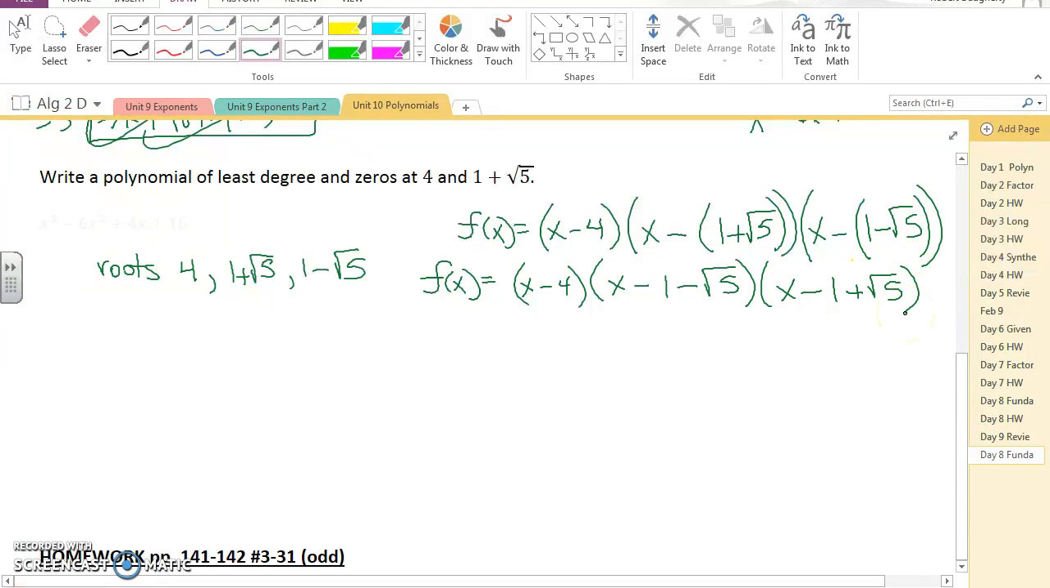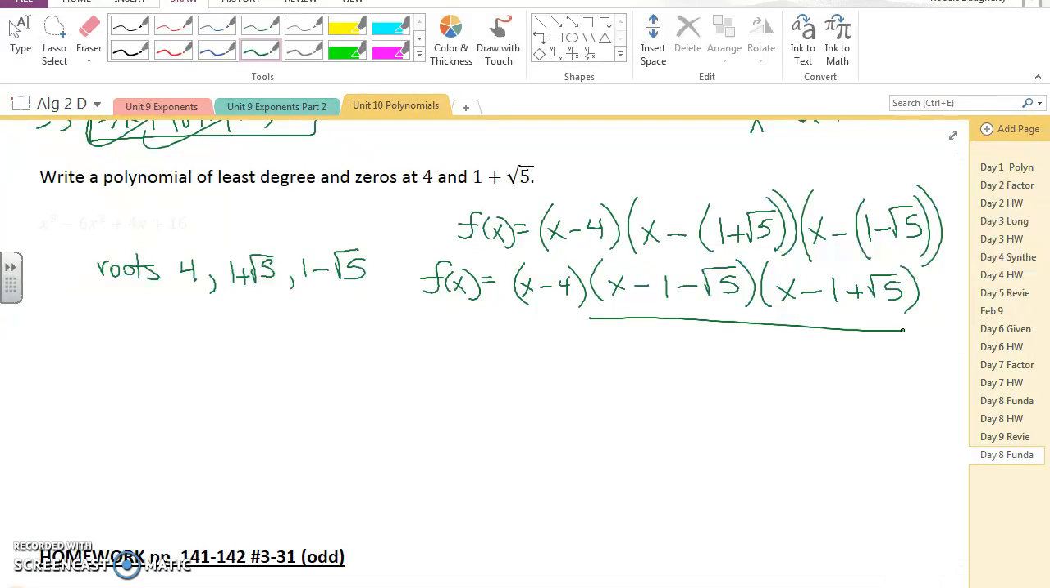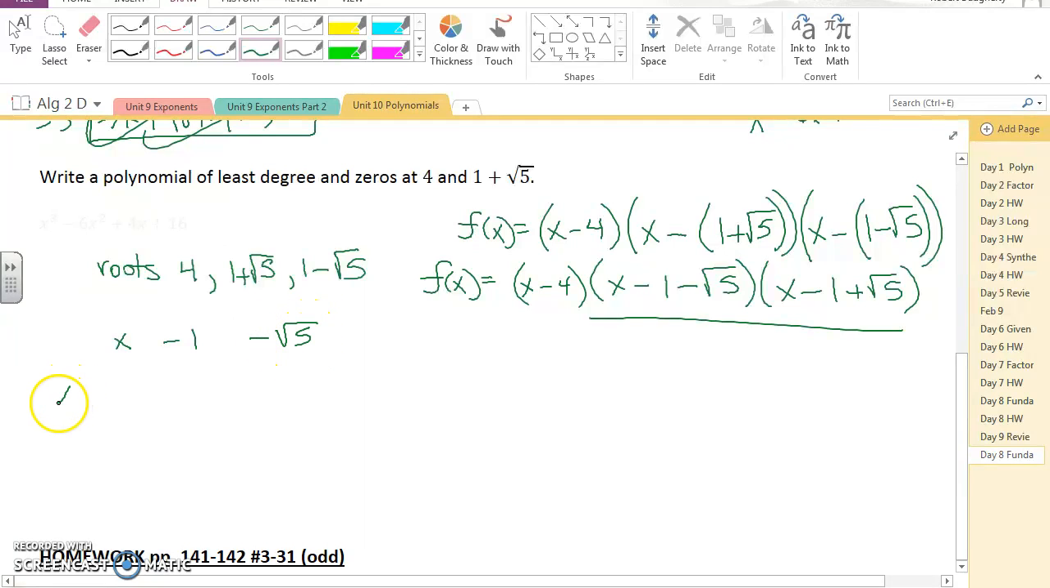And then what we want to make sure you do, the two things you multiply together first are these last two terms, because if you do it correctly, everything with the square root of 5 is going to go away. So I'll come over here and I'll just write x minus 1 minus root 5, and then x minus 1 plus root 5. So I'm multiplying all of that together.